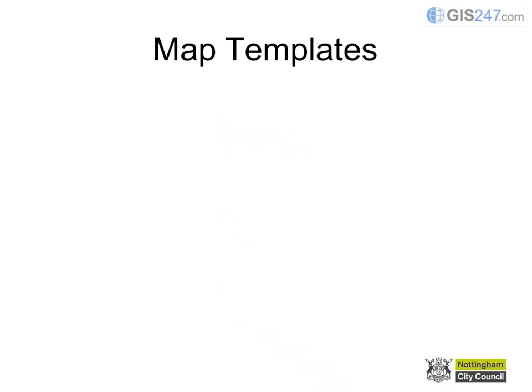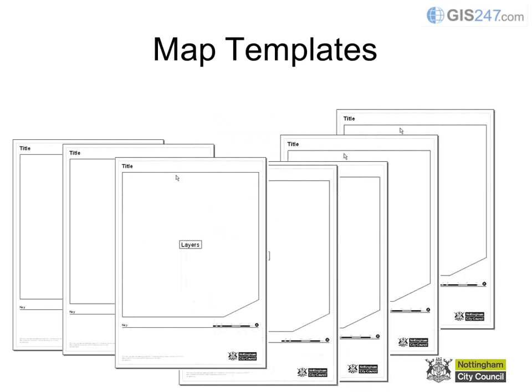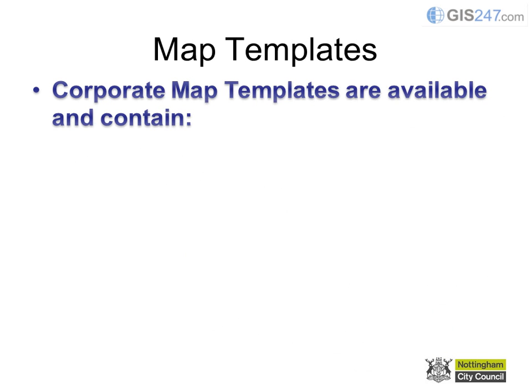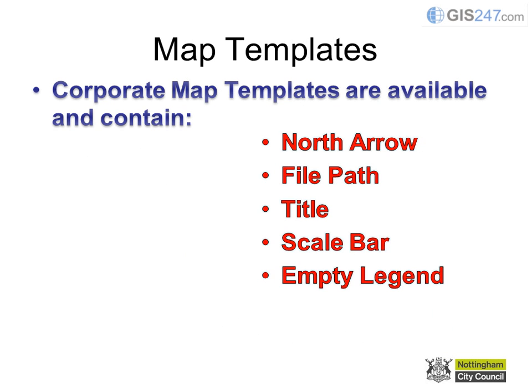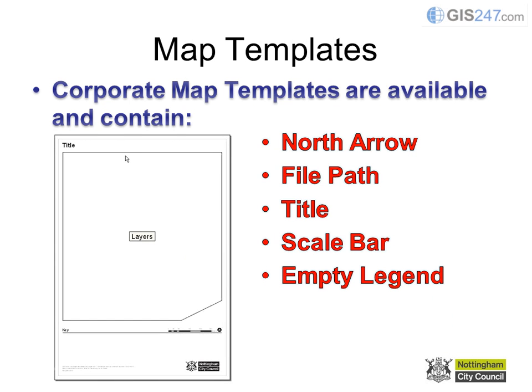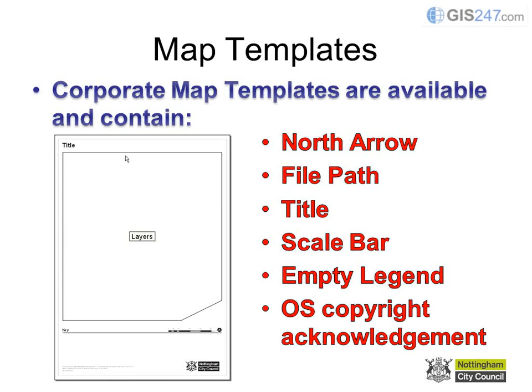The GIS team has set up a number of corporate map templates to be used by all GIS users. This is to ensure a consistent look and feel to all the maps created by GIS users at Nottingham City Council. All the map templates contain a north arrow, file path, title, scale bar, and an empty key or legend. By default, all templates contain an Ordnance Survey copyright acknowledgement.